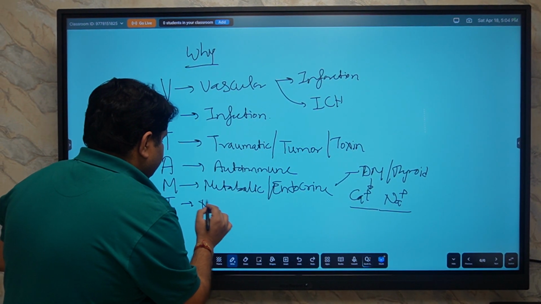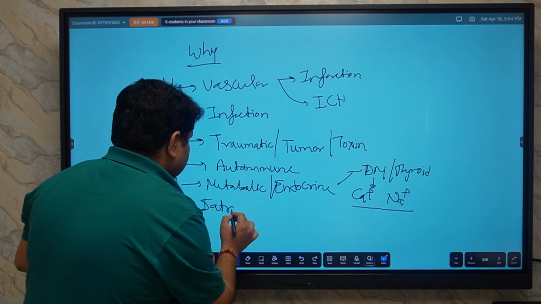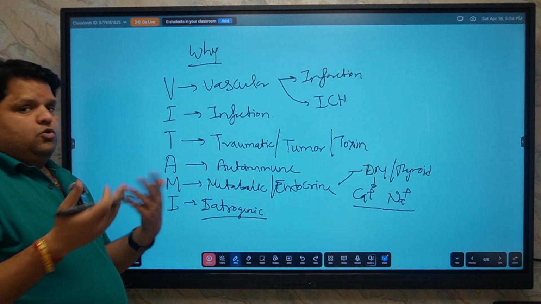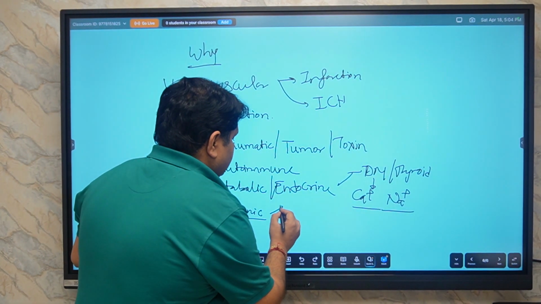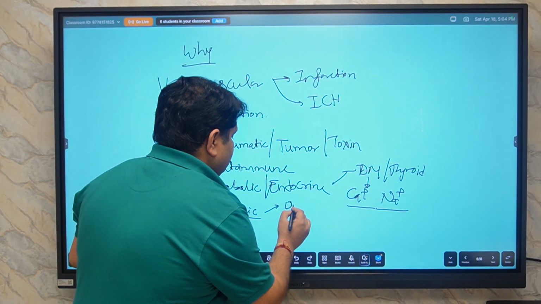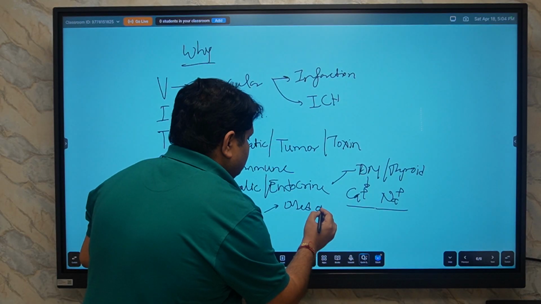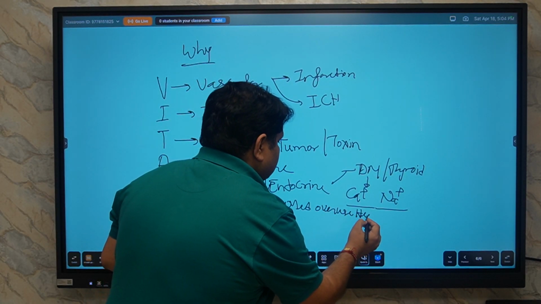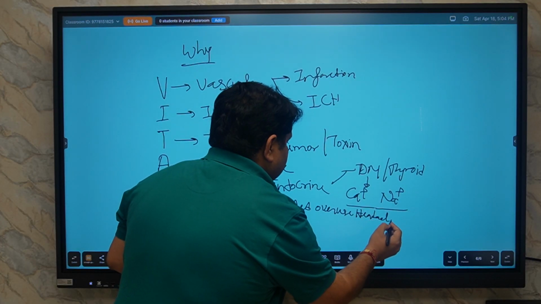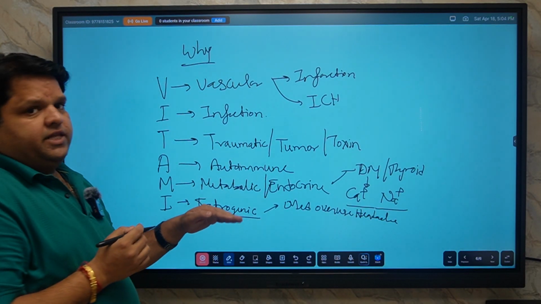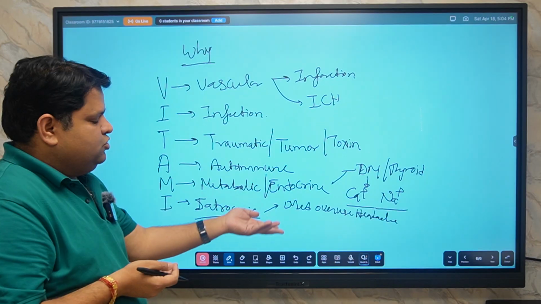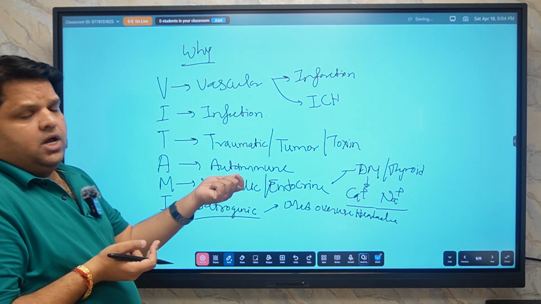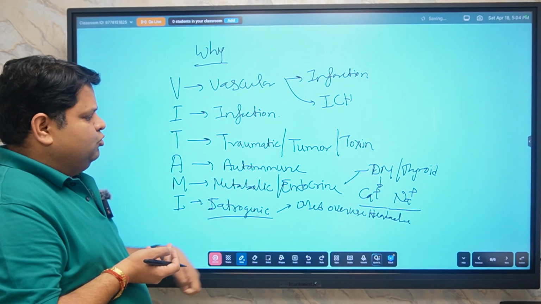I for iatrogenic, which is caused by the doctor, like medicine overuse headache. So in iatrogenic there are drug induced causes like medicine overuse headache, and medicine induced neuropathy, which is caused by multiple cancer chemotherapy drugs.